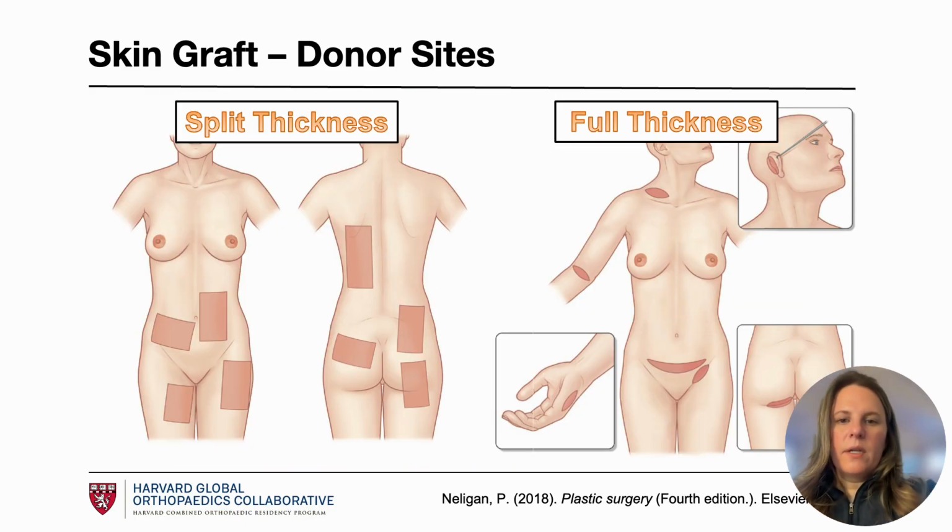Split thickness skin grafts are ideally harvested from broad, flat surfaces. Full thickness skin grafts are usually harvested from creases, and obviously you can get a lot less. The lower abdomen is a place where you can ultimately get the most from. But either way, when you do a full thickness skin graft, you really have to make sure you defat it well.